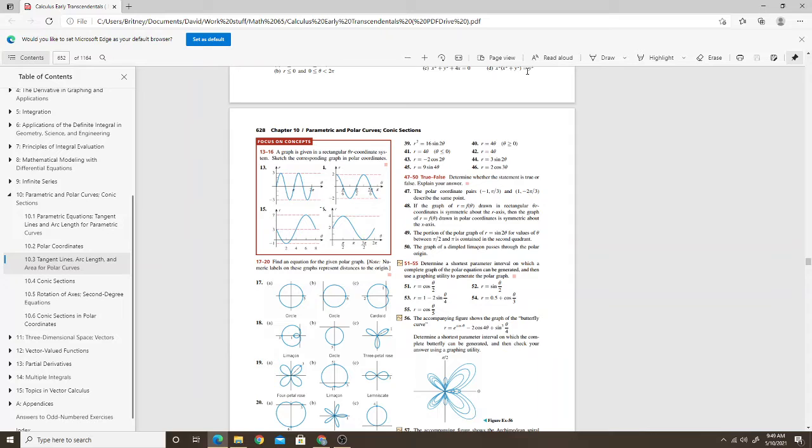It asks us, a graph is given in rectangular theta-r coordinate system. So if you look at the coordinate system, r is along what would normally be the y-axis, and theta is along what normally would be the x-axis. And then we're asked to sketch the corresponding graph in polar coordinates. There's really nothing to this. I mean, you just plot the points.